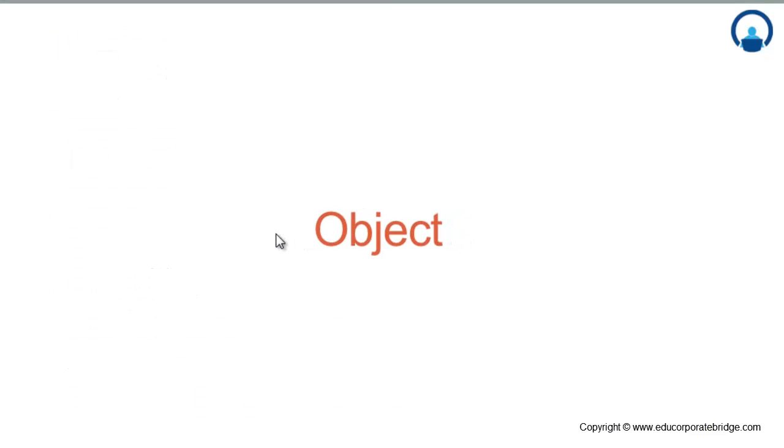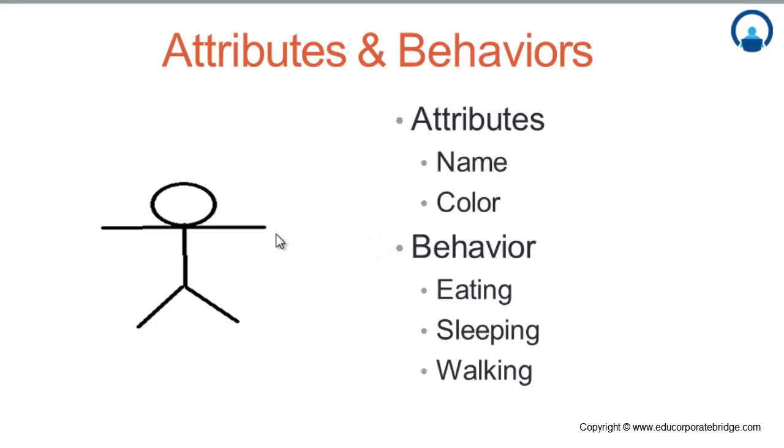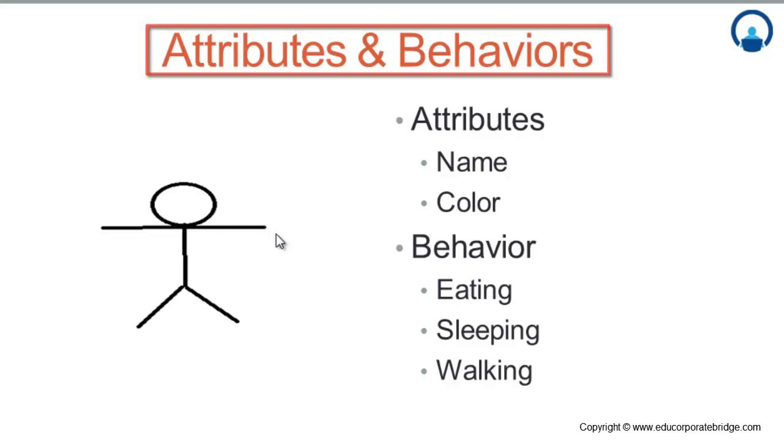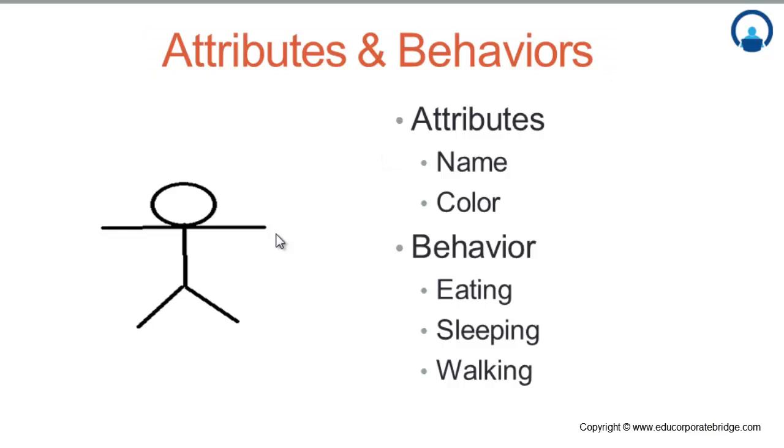So Java is called object-oriented programming. So what does an object mean? What does an object signify? Let's take an example for this. Consider a human being. Human beings have different attributes and behaviors. Like name is one of the attributes, color is one of the attributes. We all have a certain name, we all have a color, and behaviors, like we eat, we sleep, we walk. These are some of our attributes and behaviors.